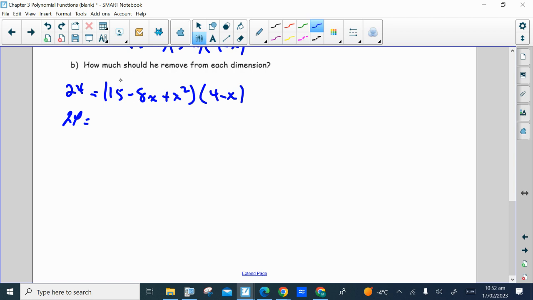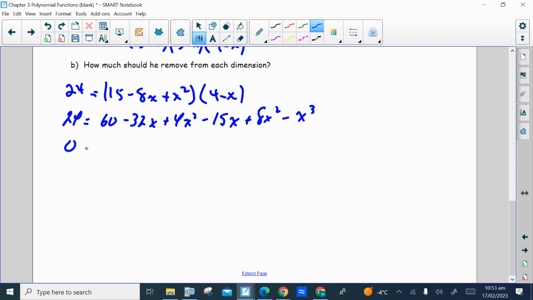So now I'll multiply all 3 terms of the trinomial by 4 and then also by the negative x, and I'm going to simplify. So 15 times 4 is 60 minus 32x plus 4x squared minus 15x plus 8x squared minus x cubed. And now I'm going to simplify this and make it equal to 0.